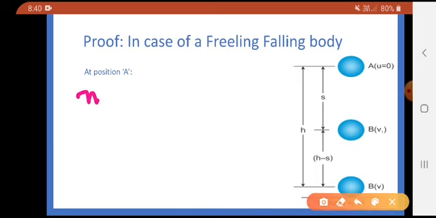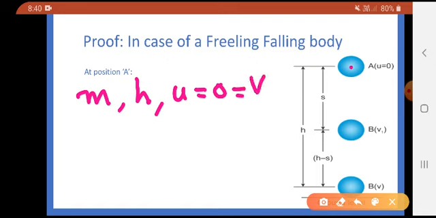Now consider the mass of the body is m. It is falling freely from the height h. The body is at position A, at a certain height h, its mass is m, and its initial velocity is 0. I am taking this as the velocity at position A.